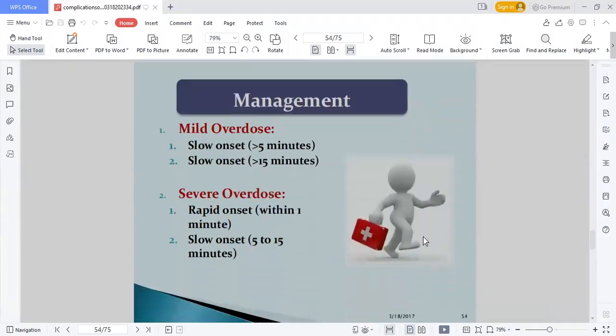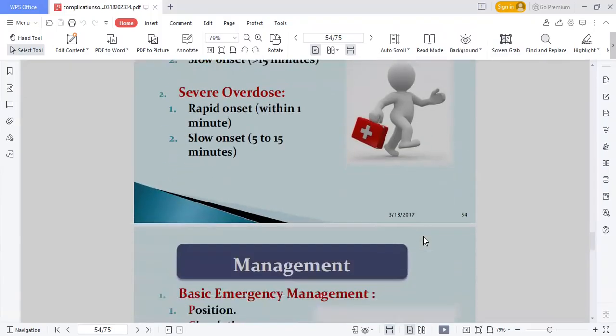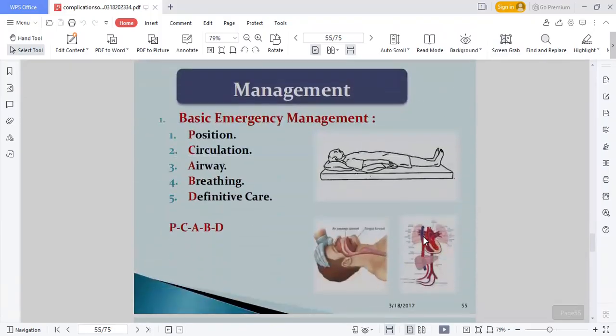Coming to the management: in mild overdose, there is slow onset, more than 5 minutes or more than 15 minutes. Severe overdose is a condition of rapid onset, where within 1 minute the patient has symptoms. Slow onset of 5 to 15 minutes, within which the patient develops symptoms, is also called severe overdose. Management is basic emergency management. It includes PCABD: position, circulation, airway, breathing, definitive care.